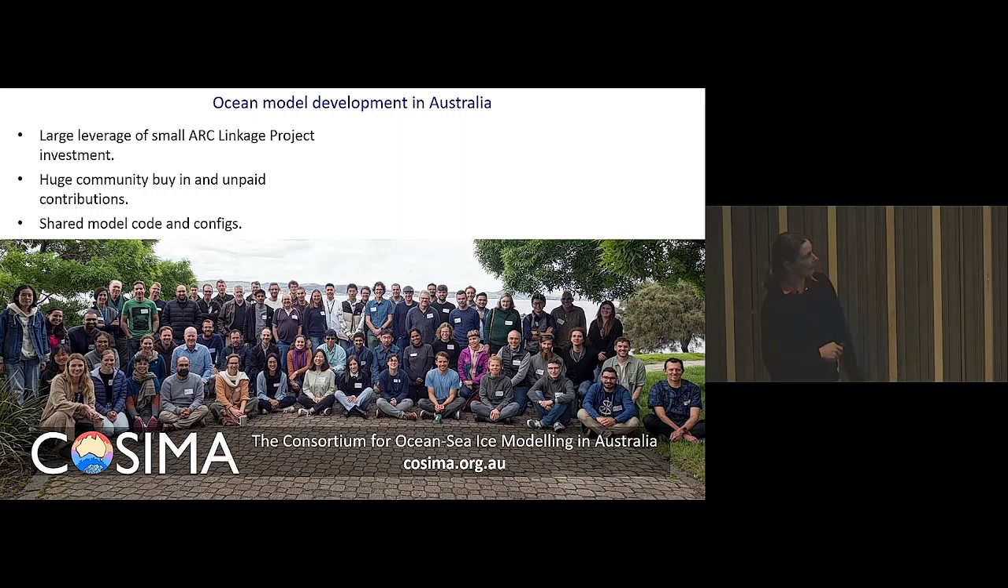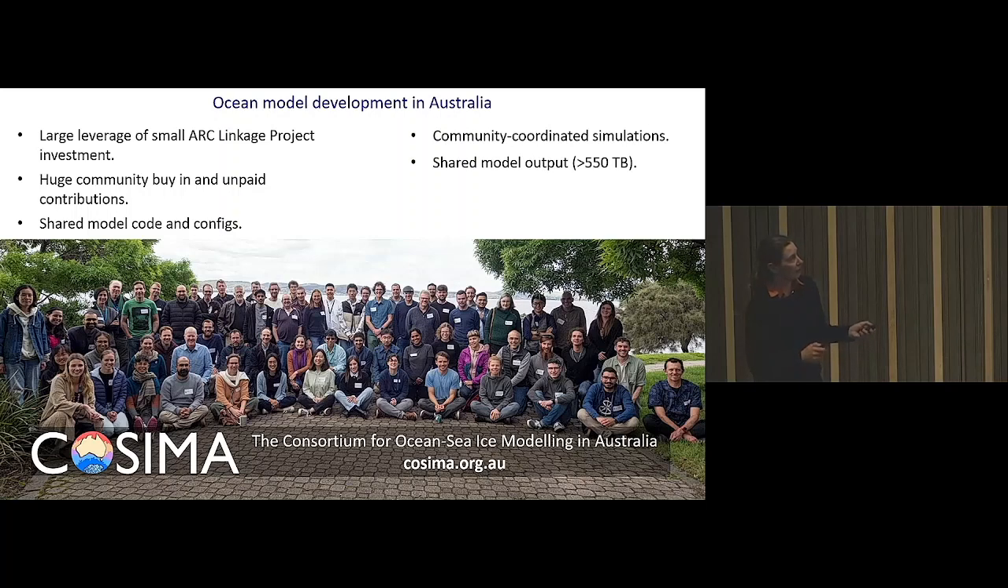Okay, so some of the things that we do as a community, we have shared model code and configs, and we develop these together across 5 or so universities and the government institutions. We also run simulations together. So as a community, we decide what type of simulations we'd like to run, and when we run those simulations, we talk to everyone within the community to see what different output people would like so that we can make the best use of those simulations.